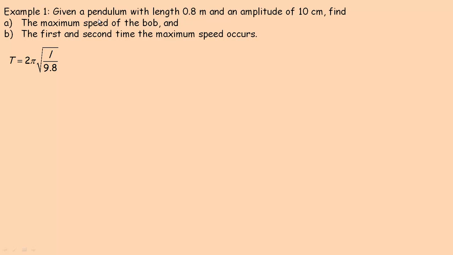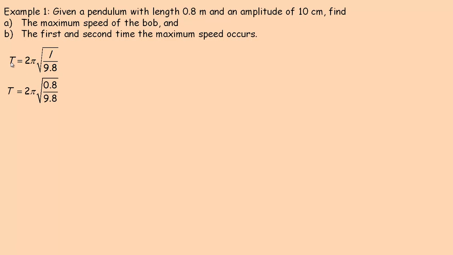In this example, we're going to take a look at a pendulum, and we're given its length as 0.8 meters and amplitude of 10 centimeters, and find two things: the maximum speed of the bob, and then the first and second time when that maximum speed occurs. Now notice that the length and the amplitude are in different units, meters and centimeters. And because that 9.8 is meters per second squared, it'd be best to leave these both in meters. So we're going to convert the 10 centimeters to meters.